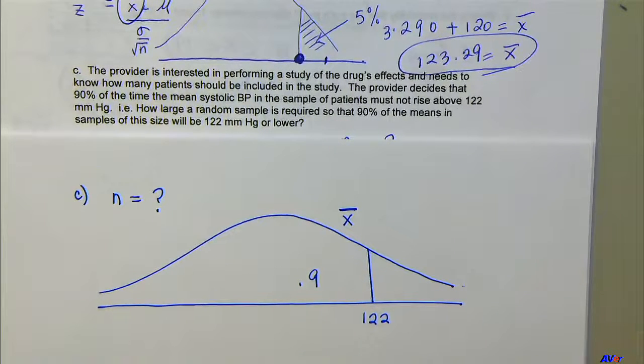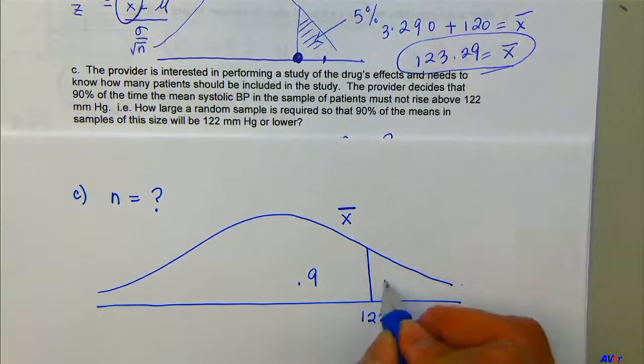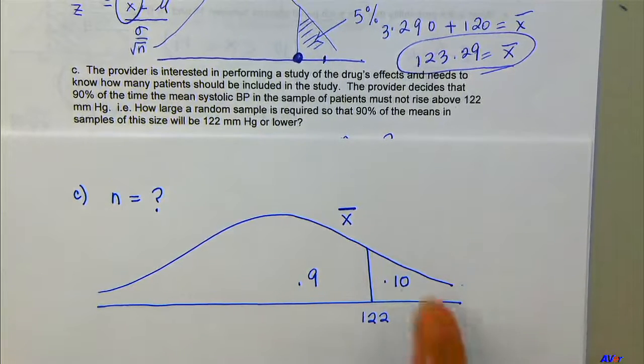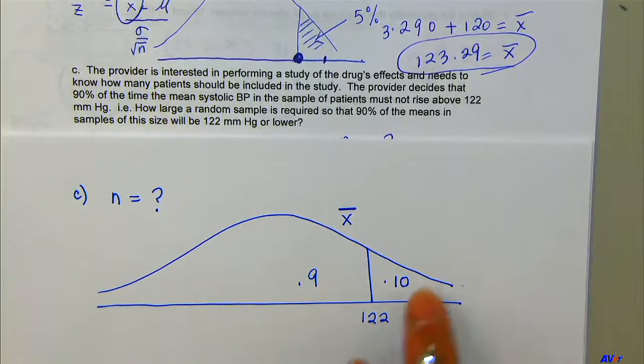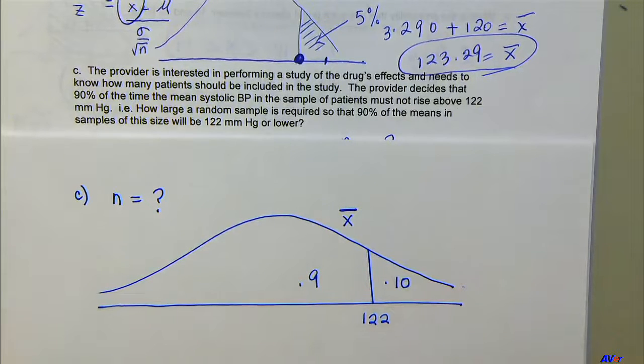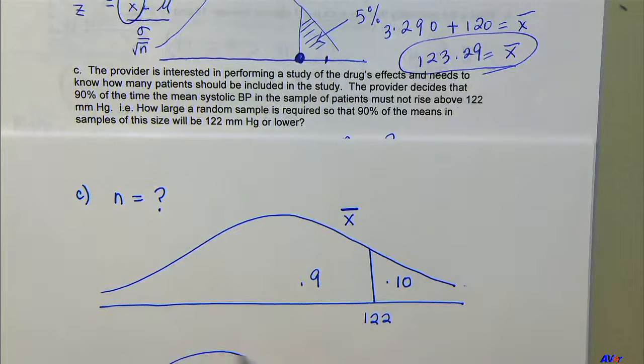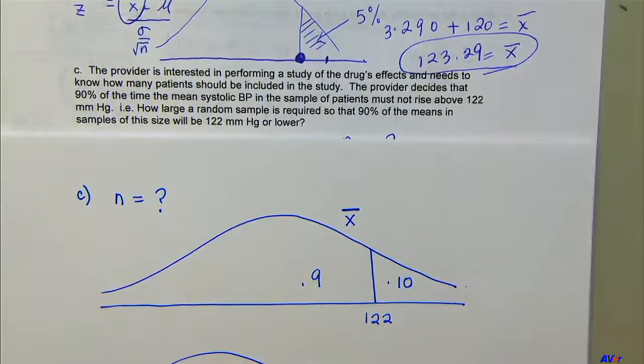How should I begin to do this problem? Any ideas? If this is 90, this is 10. And they're telling me that the cutoff for the top 10% is 122. So of course I should start with Z, right? I can't do anything with X and X bar until I know the Z for it. So let's start with Z. Here's Z. 90, 10.